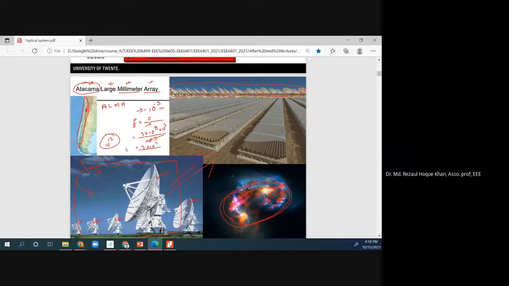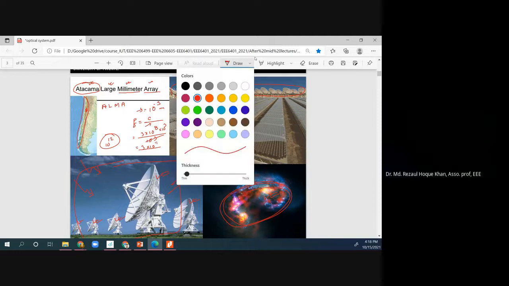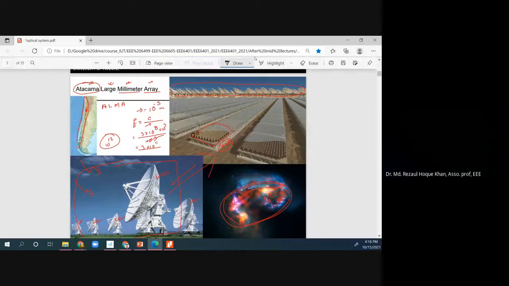This system can be replaced by this one. You see, these are small antennas. We call it a phased array antenna. This is not the scope of our lecture today. What is a phased array antenna? A phased array antenna is where you have small antenna elements, and they combine together so that they can work as a normal antenna.